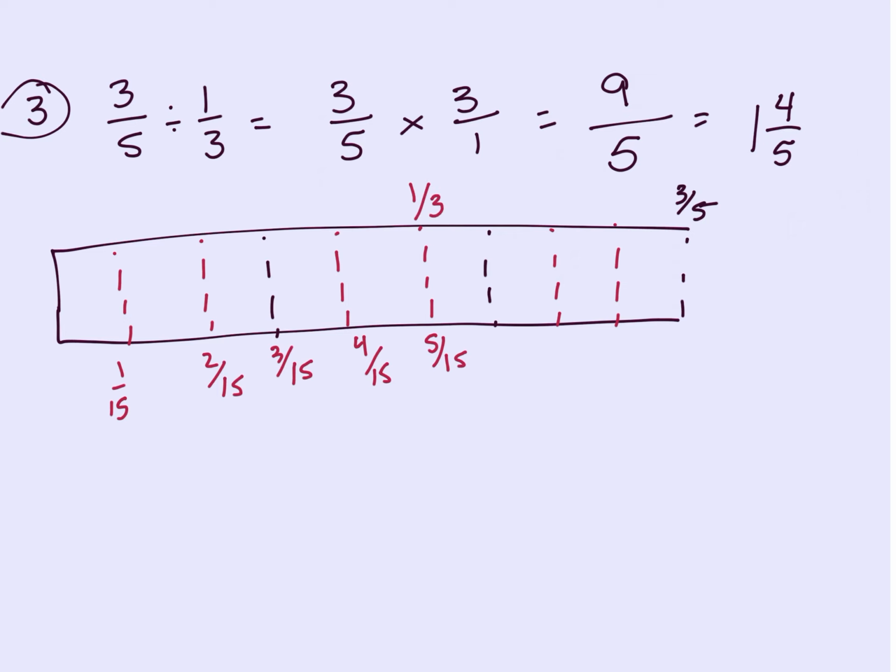So we would create groups of 1/3. There's 1, and it takes 5 pieces to get there. So 1 whole, and then 1, 2, 3, 4 parts out of the 5 we need to make another whole.